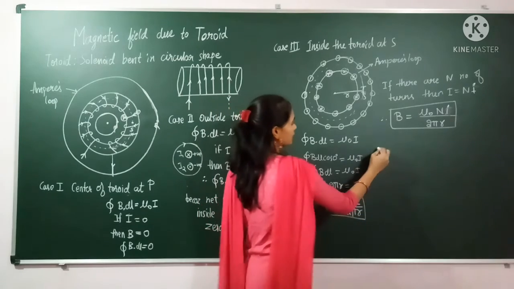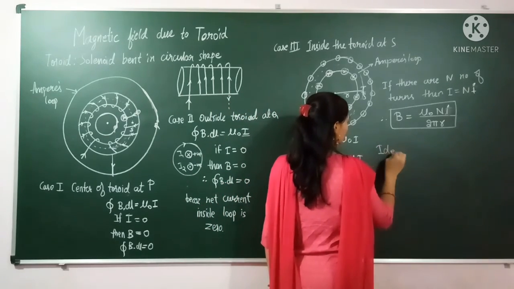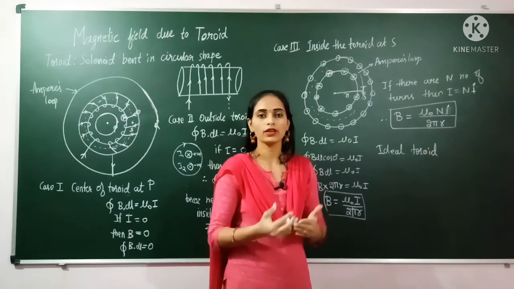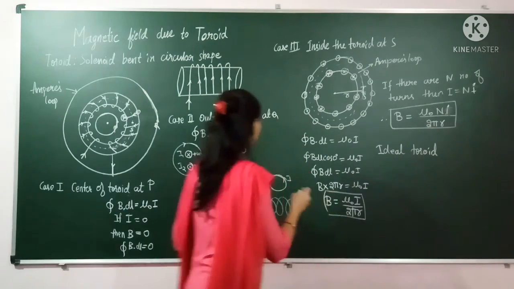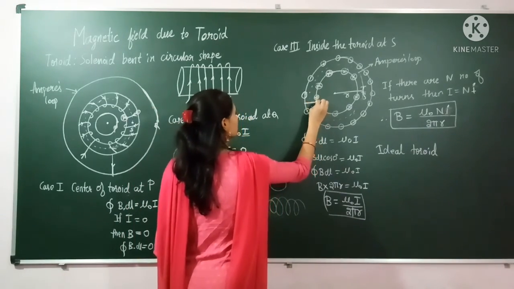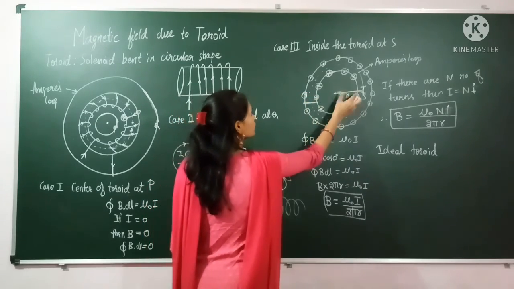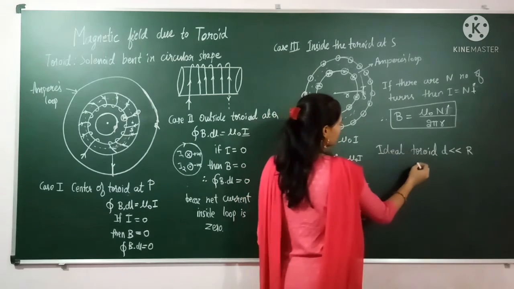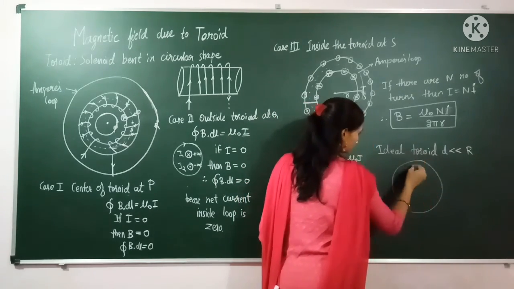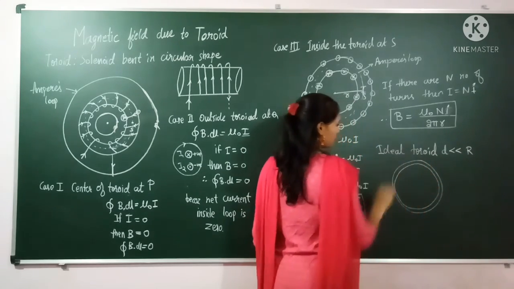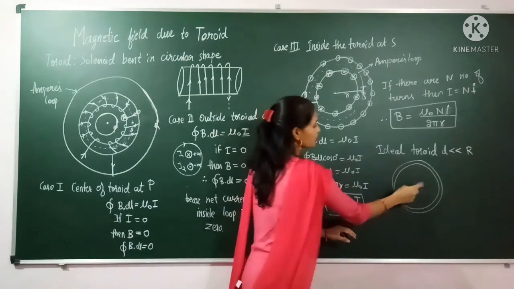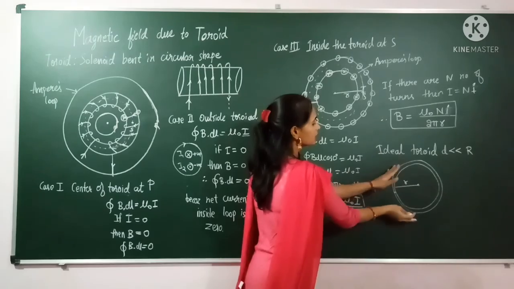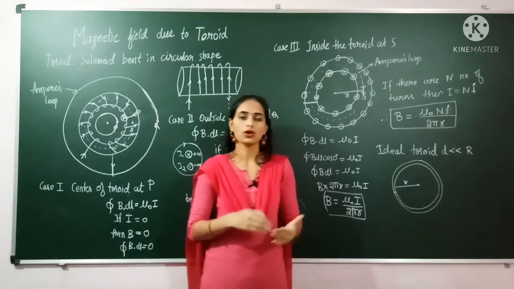Now I will tell you what an ideal toroid is. Ideal toroid means the thickness should be very small as compared to the radius. For example, if this is the diameter or the thickness, this diameter is very small as compared to this radius. So here I will write, if d is very small as compared to the radius, then it is called an ideal toroid. Ideal toroids are like this. This thickness is very small as compared to the radius. This R value should be very high as compared to the diameter, then this type of toroid we call the ideal toroid. So this is all about the toroid.